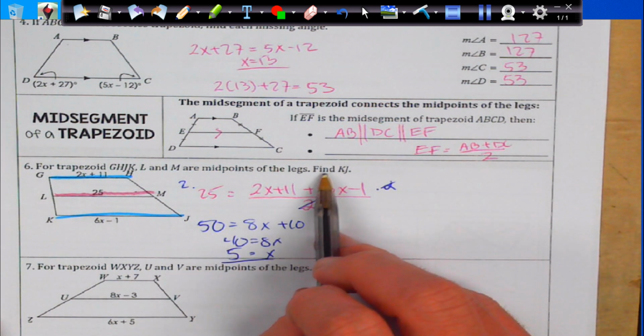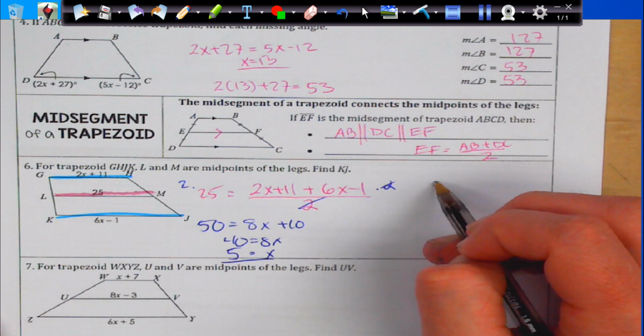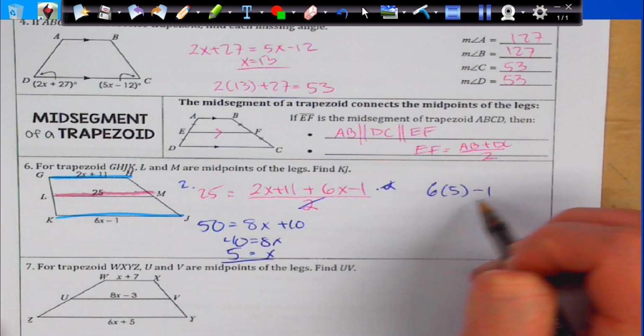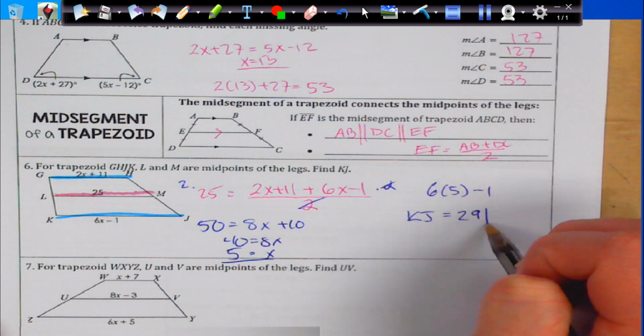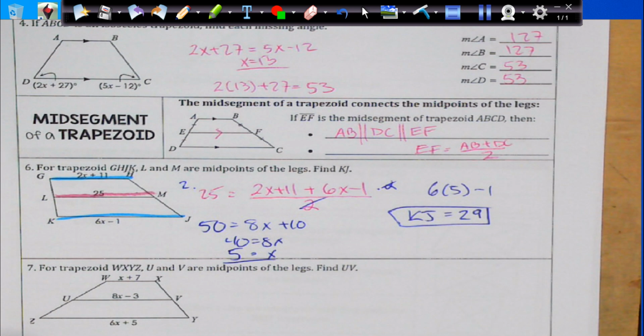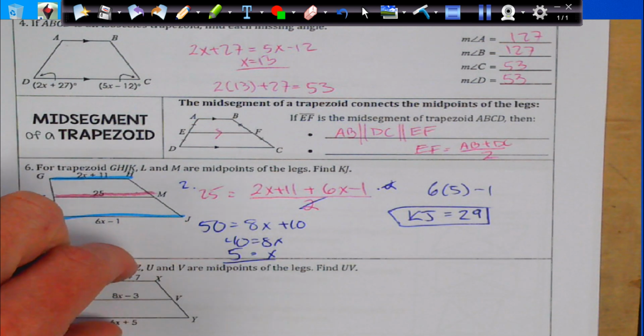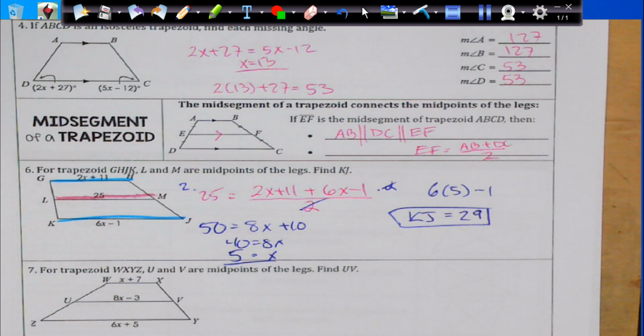And then it says find KJ, so I just have to plug it back in. So 6 times 5 minus 1, and that's going to give me KJ is equal to 29. Similar thing you're going to do for the other one. You're just going to add the top and the bottom, divide it by 2, and set it equal to 8x minus 3. All right, guys, thank you very much. We'll talk more next time.